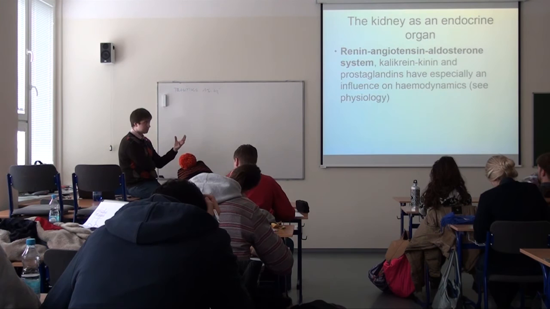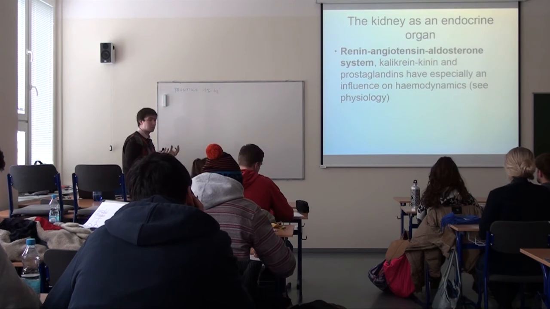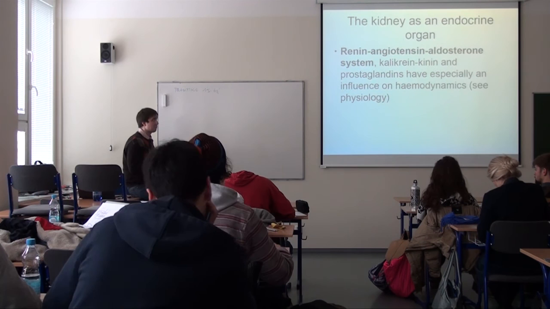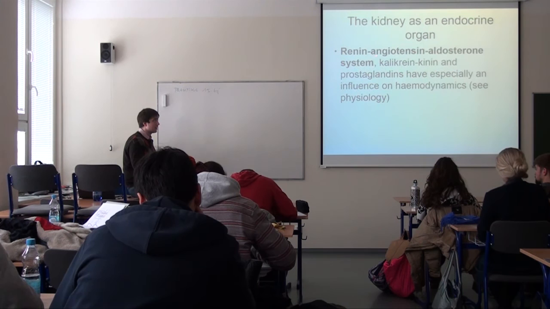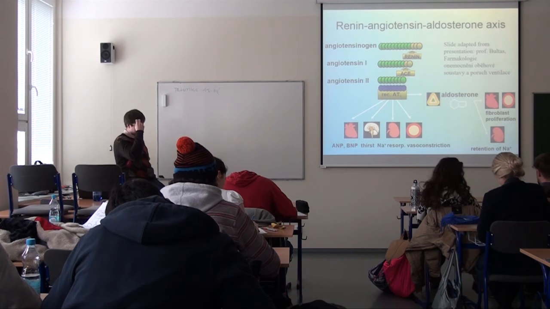There are two main systems that regulate it. That's the renin, angiotensin, aldosterone system for vasoconstriction, and then the kallikrein kinin system for vasodilatation. Yes? Both these systems are affected in kidneys. You should know this system, yes? The metabolism of kallikrein kinin system is quite complicated, so you do not have to know it. So the role of kidneys in renin, angiotensin, aldosterone system is simple.